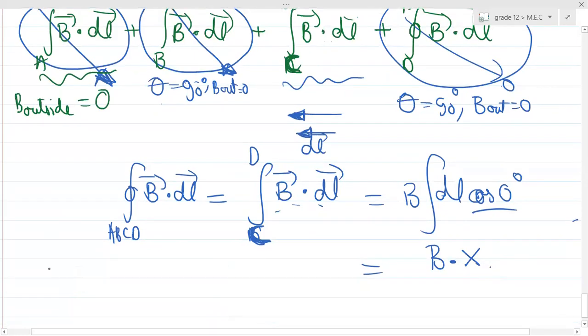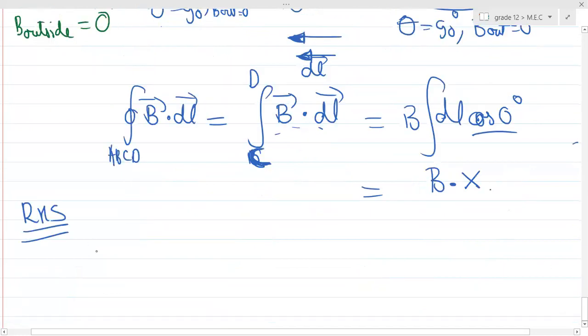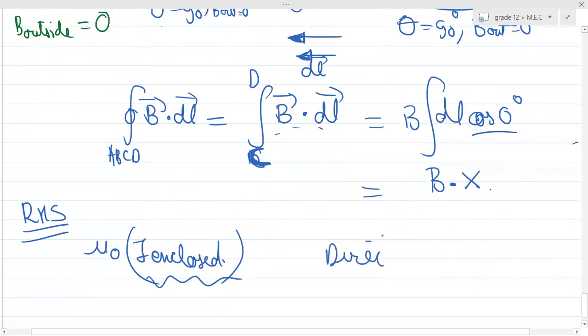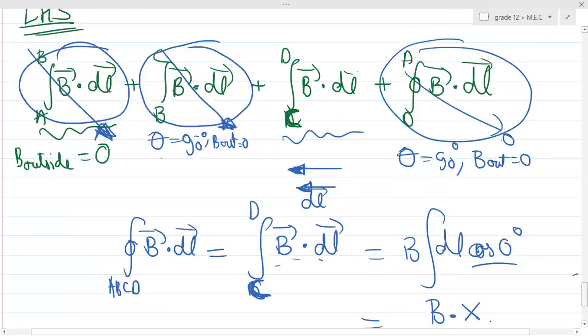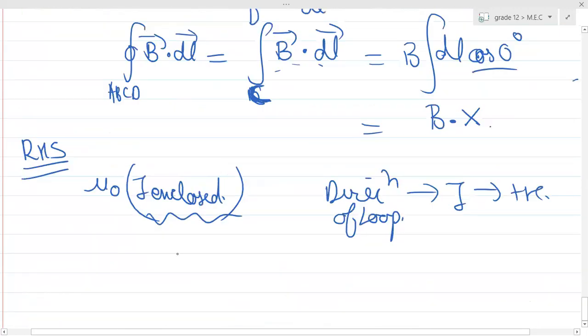Now let's come to the right hand side. Mu naught I enclosed. Let's talk about the I enclosed thing. And due to the direction chosen, I will be positive, right? Yes or no? So due to the direction of the Amperian loop, I will be positive.